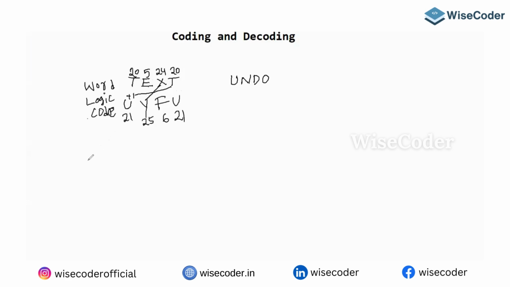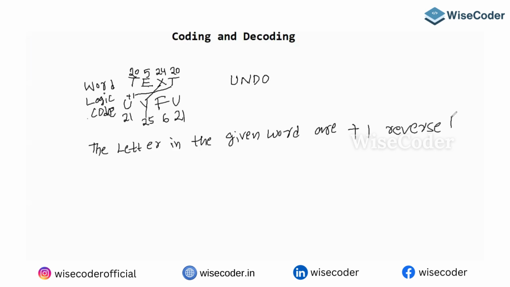So what is the logic? The letters in the given word are reversed and plus 1 is added. So this is the logic behind this question.